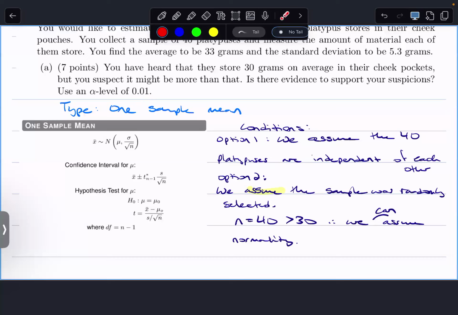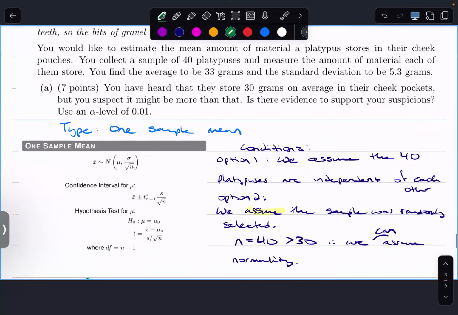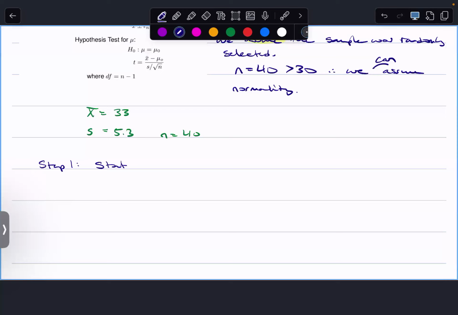So we have x bar is 33, s was 5.3, n was 40. We want to do a formal hypothesis test, and so step one is to state the hypotheses.